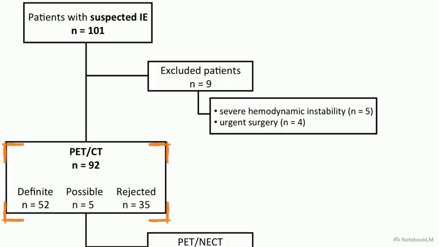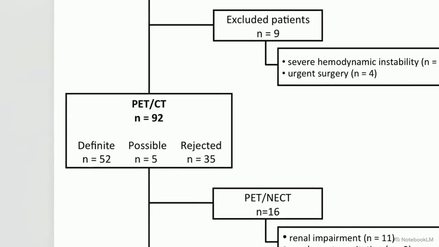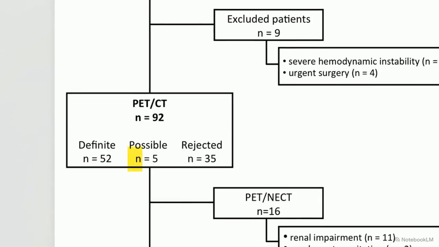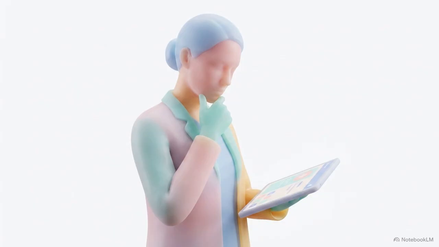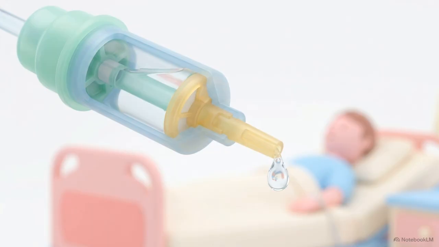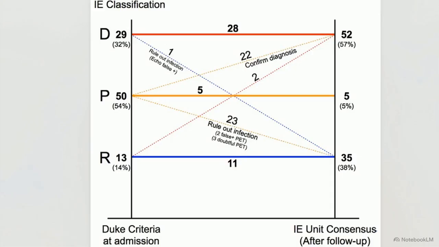This flowchart tracks 92 stable patients with suspected IE. When using only the modified Duke criteria, over half of these patients, 54%, could not be definitively diagnosed, leaving them in the indeterminate possible category. Relying on these traditional criteria alone results in a high rate of uncertainty. Every day a patient remains in the possible category is a day that critical medical or surgical management is potentially delayed.